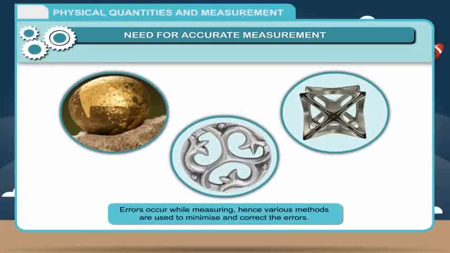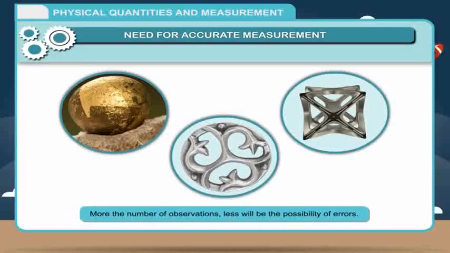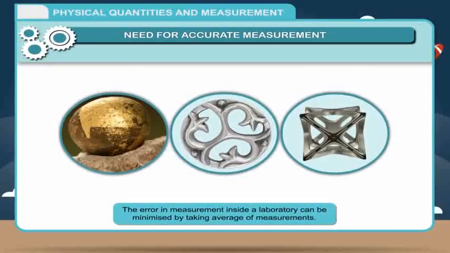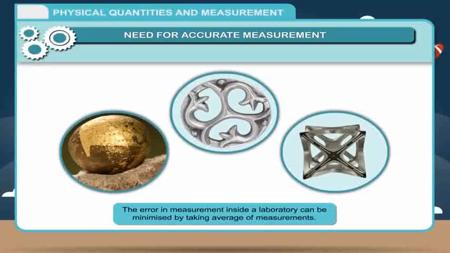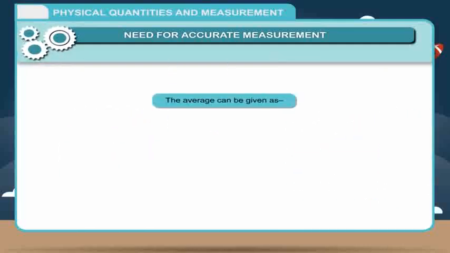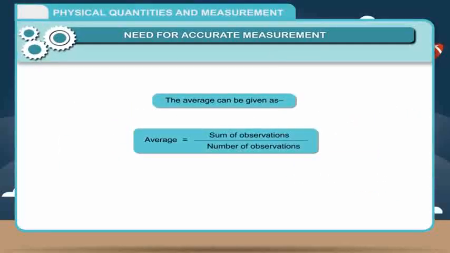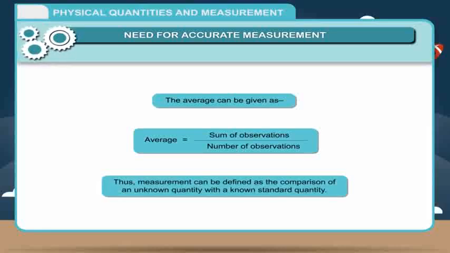Often, errors occur while measuring, hence various methods are used to minimize and correct the errors. More the number of observations, less will be the possibility of errors. The error in measurement inside a laboratory can be minimized by taking the average of measurements. The average can be given as: average is equal to the sum of observations divided by the number of observations. Thus, measurement can be defined as the comparison of an unknown quantity with a known standard quantity.